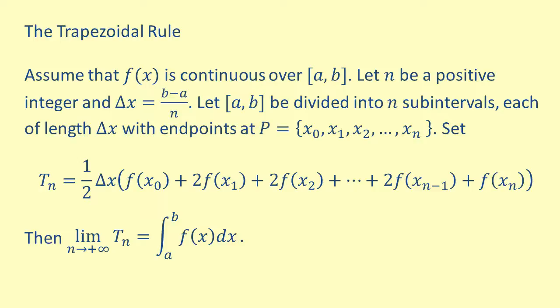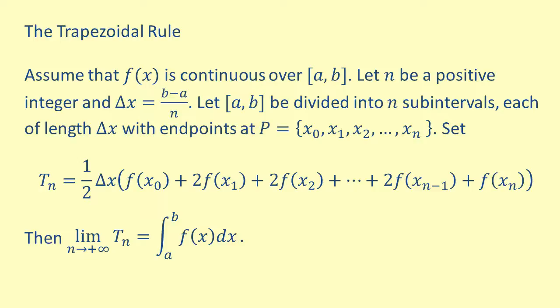Recall that the area of a trapezoid is 1/2 times the height times the sum of the bases. The rule states that given a function that is continuous over an interval [a, b], we can break this interval down into n trapezoids of length delta x. These trapezoids will have endpoints at x sub 0, x sub 1, out to x sub n.